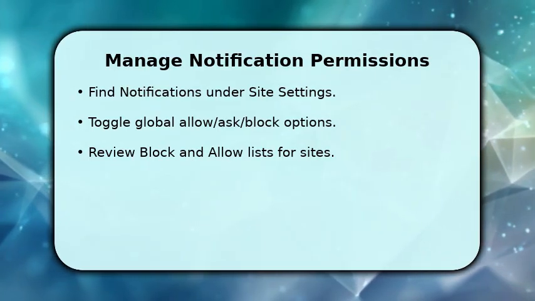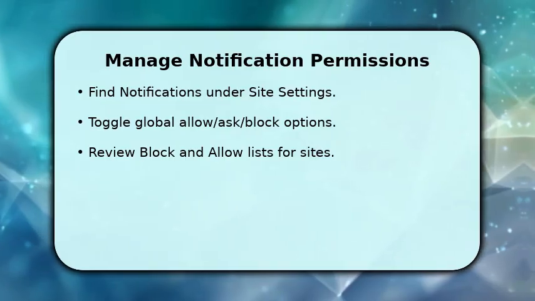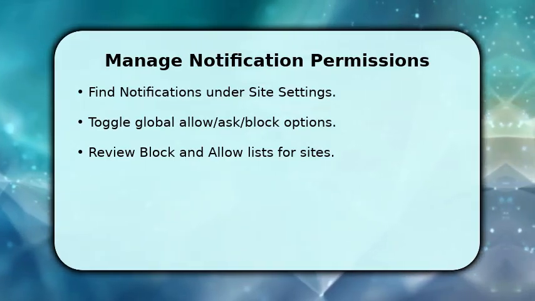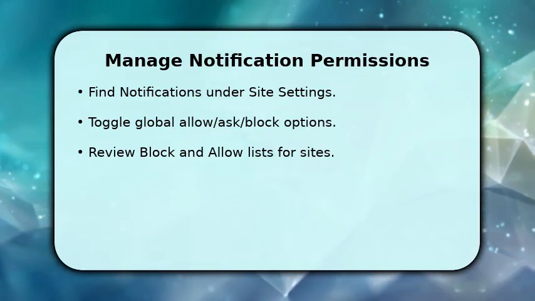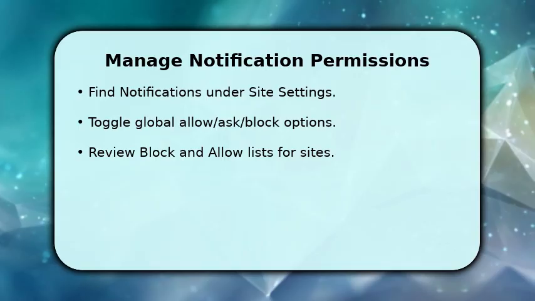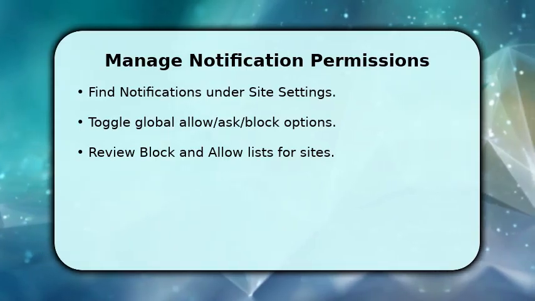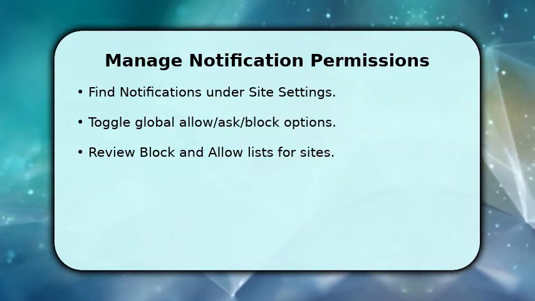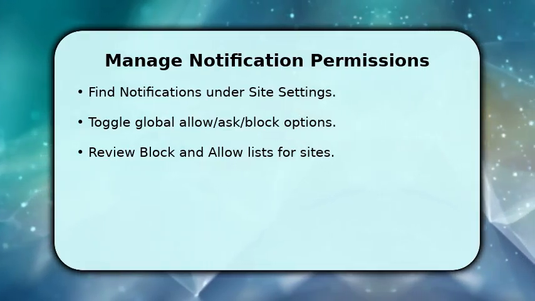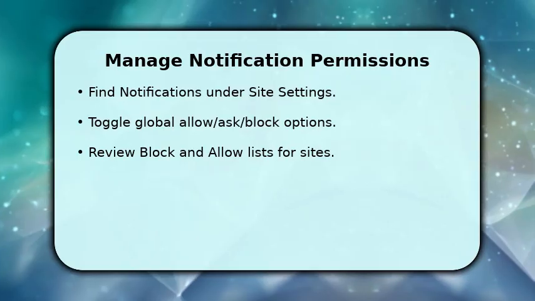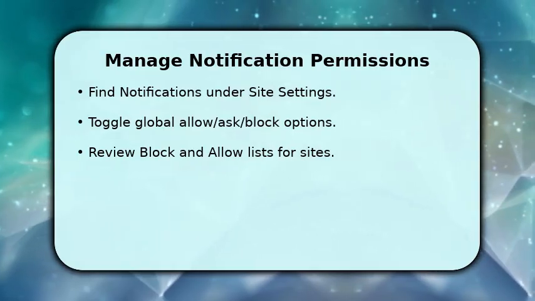Once inside, toggle the default behavior to either ask before sending or block to stop all new prompts. Ask keeps control but reduces surprises, while block silences everything. Make sure to scan the Allow list and remove any site you don't trust by clicking the three dots and selecting Remove or Block. After adjusting defaults, confirm that important sites remain allowed so you don't lose needed alerts.